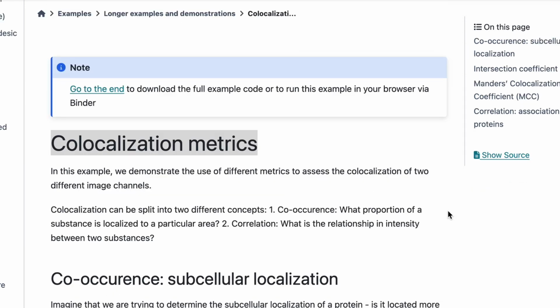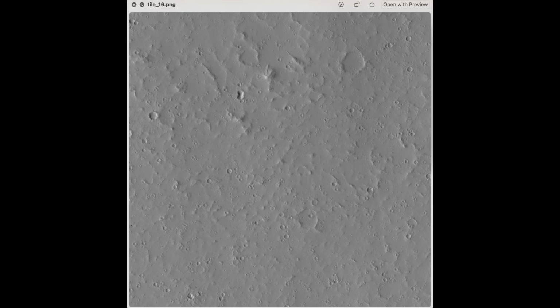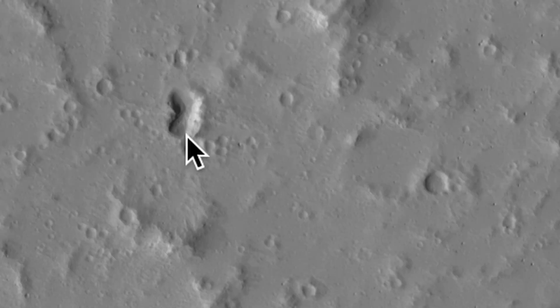Colocalization could be interesting because there are some things that are co-located with each other. As an example, you can see these two craters are super close together, so close in fact that it forms more of a bent spheroid than a circle next to a circle.